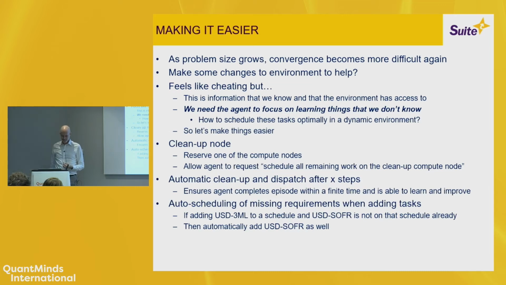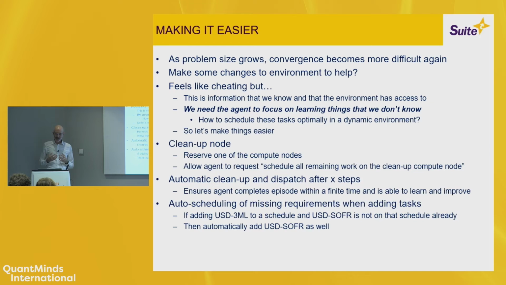and things are just getting worse. The other thing that turns out to be useful is to have auto-scheduling of missing requirements when we add a task. So if the agent tries to add to a schedule for a particular compute node the 3-month LIBOR task, and the SOFR results are not available for that compute node, then the environment will just say, okay, I'm going to add the 3-month SOFR computation to that schedule for you as well.